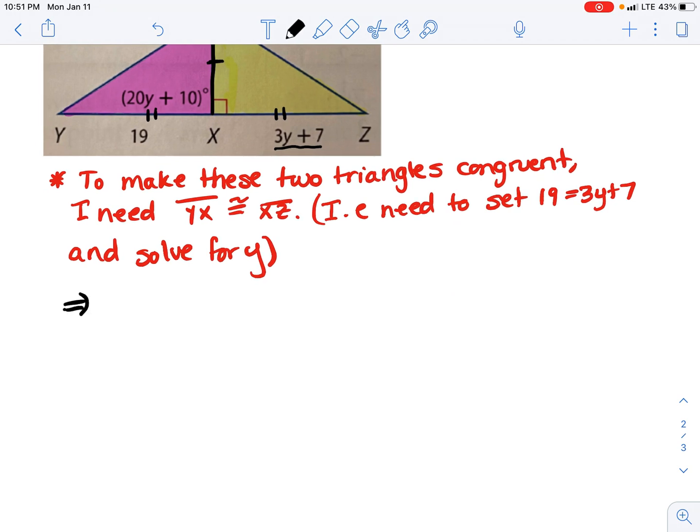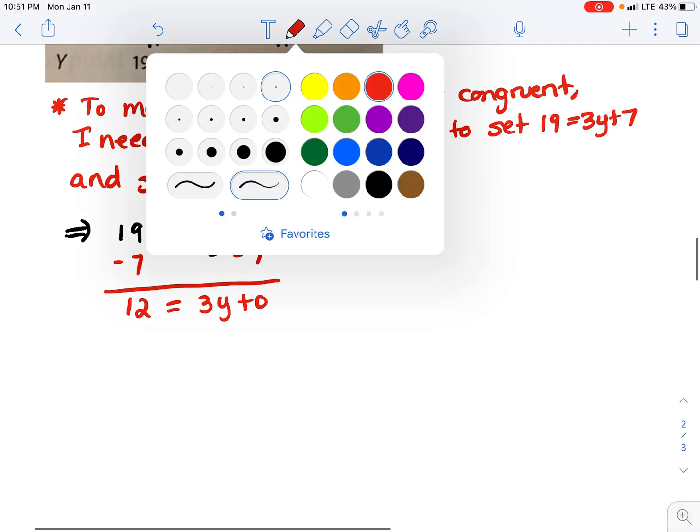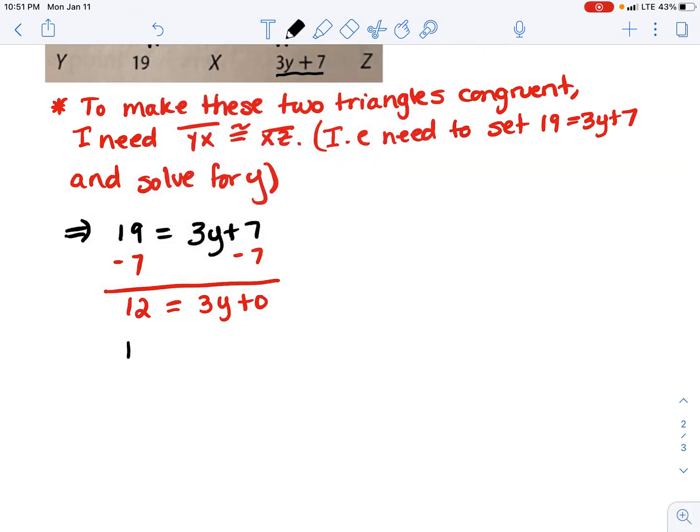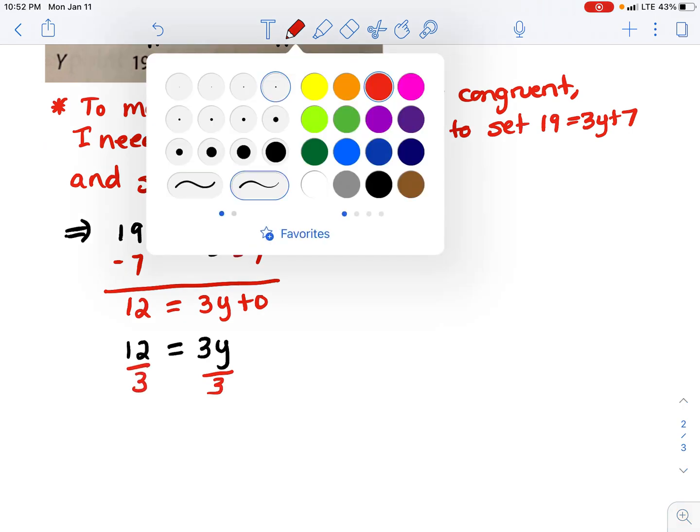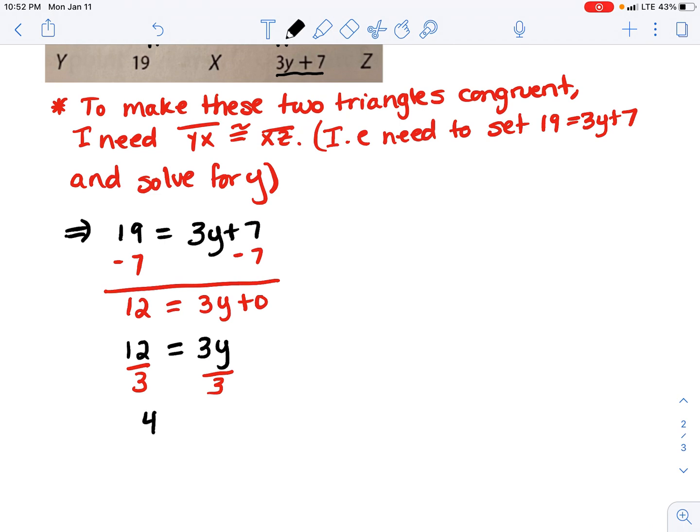When I do that, I get 19 is equal to 3y plus 7, and so I'm going to subtract 7 from both sides. I get 12 is equal to 3y plus 0. In other words, 12 is equal to 3y. Now to isolate y, I need to divide both sides by 3. And so I get that y is equal to 4.